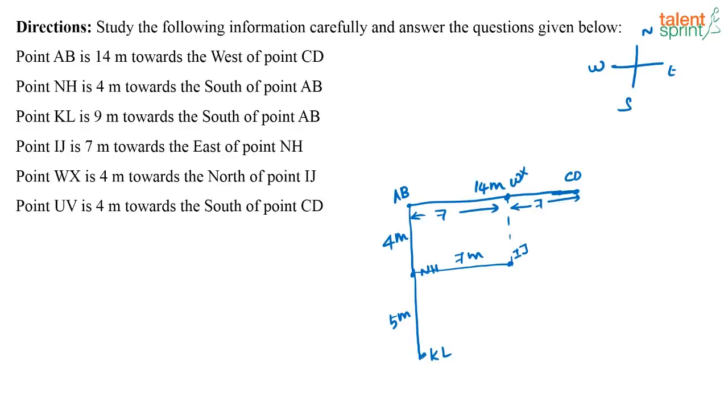Point UV is 4 meters towards the south of point CD. So again 4 meters here, this has to be point UV. So this is your diagram. Now let us look at the questions that follow.